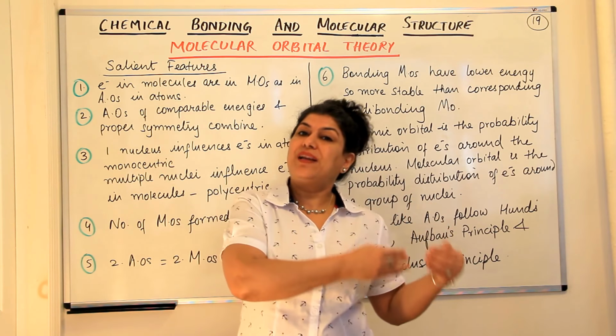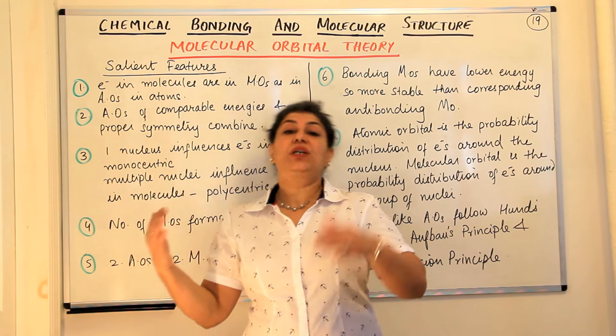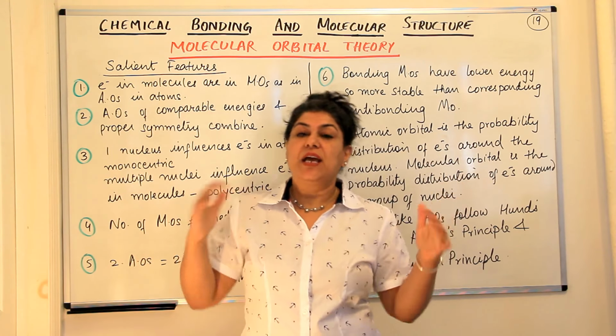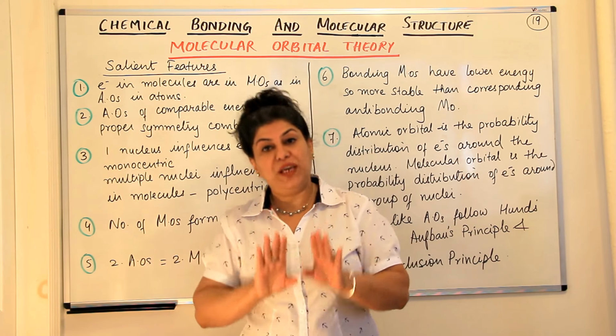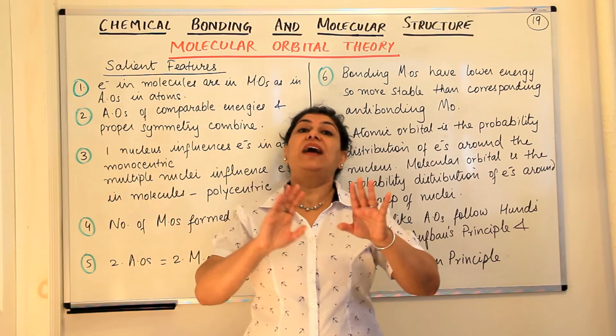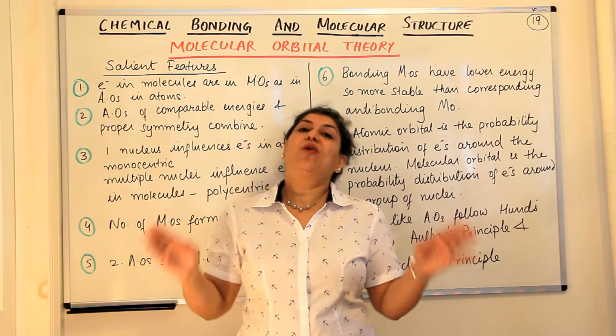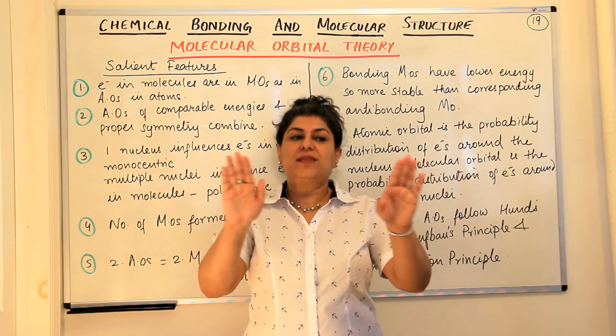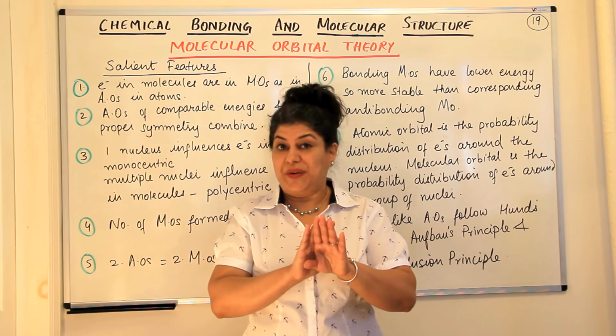2s of 1 would combine with 2s. 2px would combine with 2px, 2py with 2py, 2pz with 2pz. So they should not only be of equal energy, they should also have the same orientation in order to combine. Because the idea is again the same, that this is overlapping or merging that is occurring.